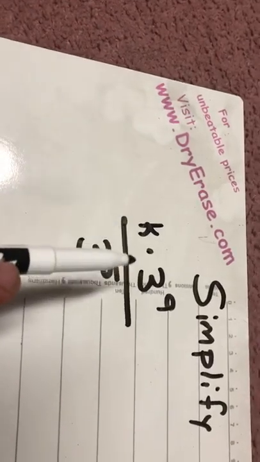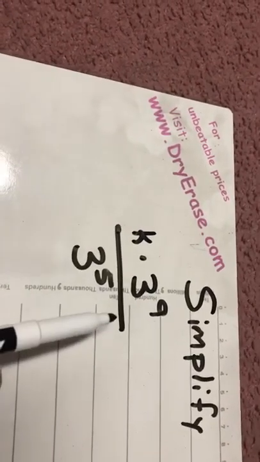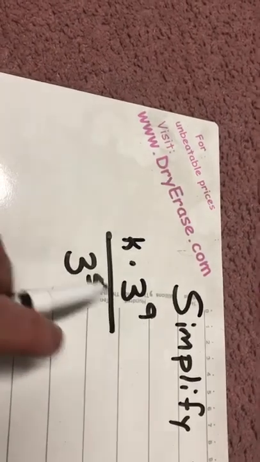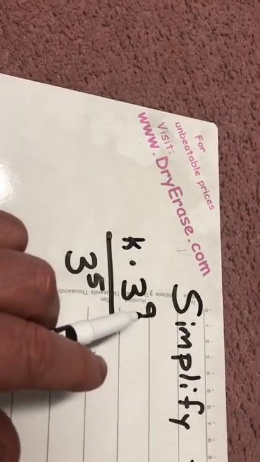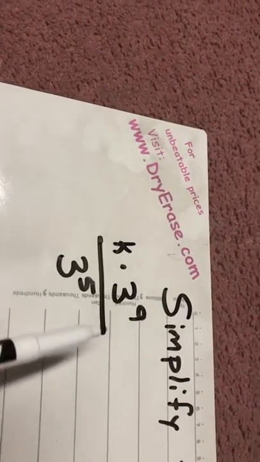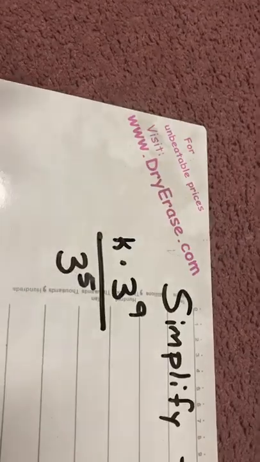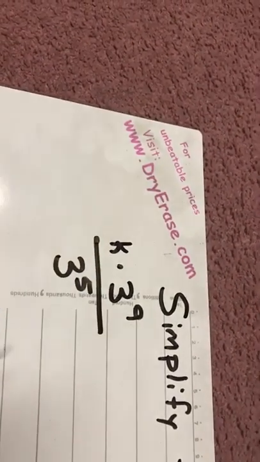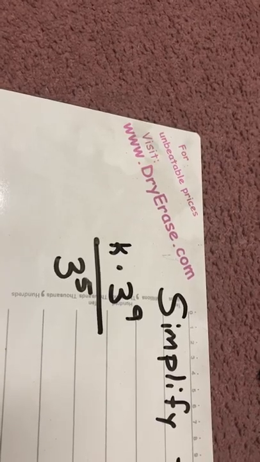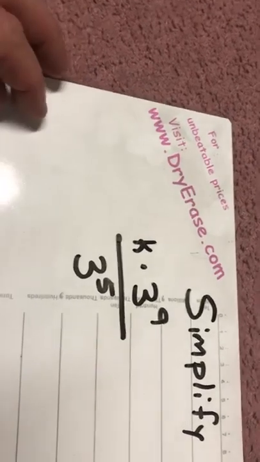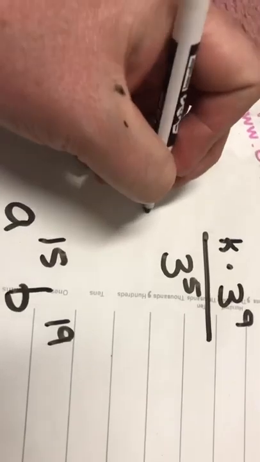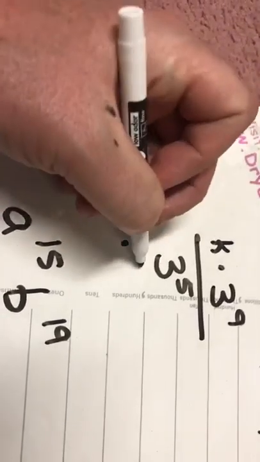So here we have k times 3 to the power of 9 being divided by 3 to the power of 5. So I realize that I can do something here with 3 to the power of 9 and 3 to the power of 5. As we've talked about, these are the same base numbers. So all I have to do is subtract 9 minus 5. Well, 9 minus 5 is 4. So I am left with k times 3 to the power of 4.